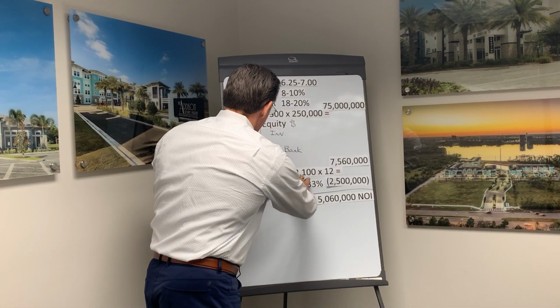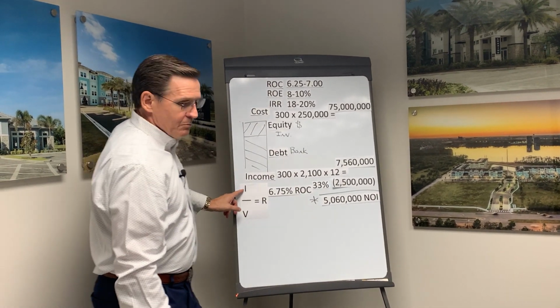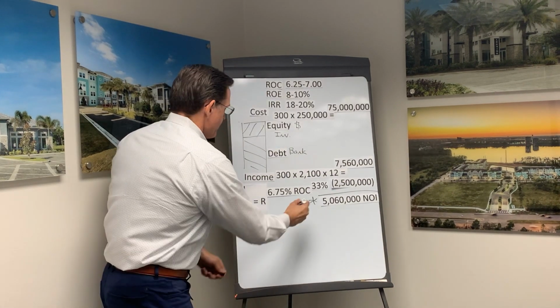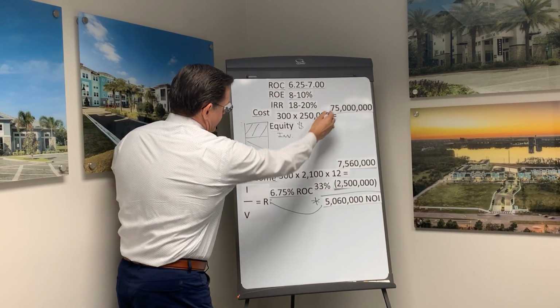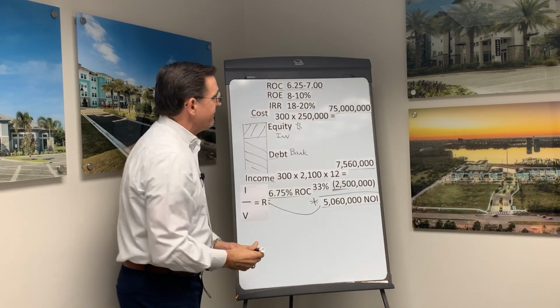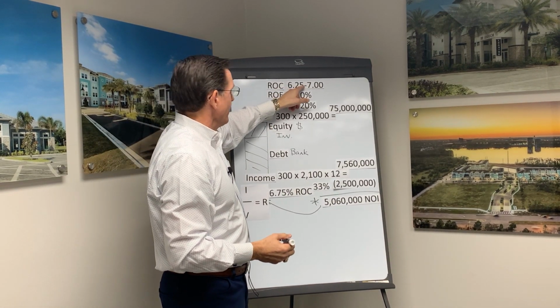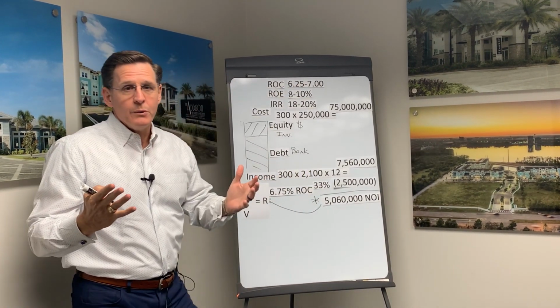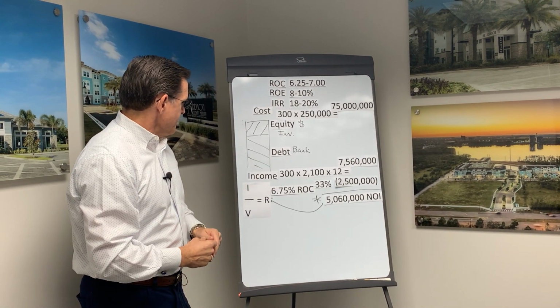In this case, our return on cost, we take the income, which is right here, divided by the value, which is our $75 million. So the return on cost is 6.75. So in this case, we fall right in between where it would be expected for the return to be acceptable to investors. So that's what our return is.